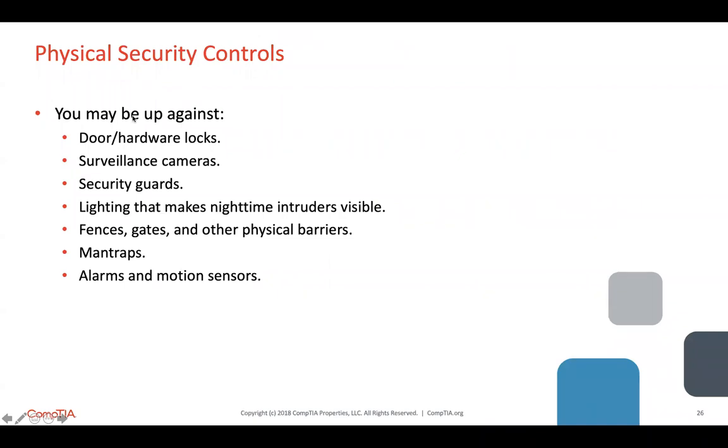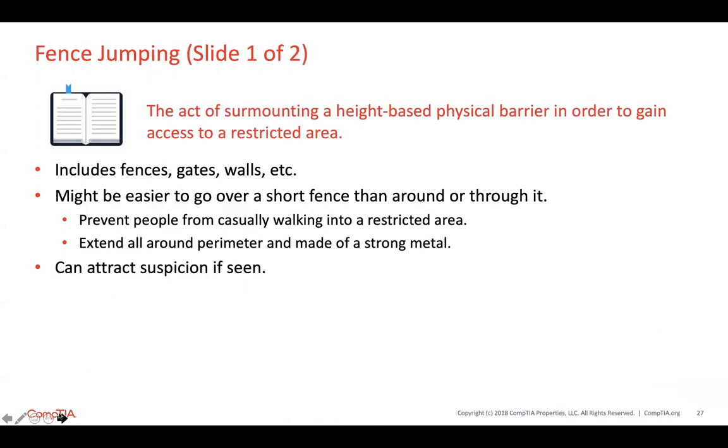Physical security controls. You may be up against door handle locks, surveillance cameras, security guards, lighting that makes nighttime intruders visible, fences, gates, or other physical barriers, and man traps, alarms, and motion sensors. Fence jumping, the act of going over a fence. It includes fences, gates, walls, etc.